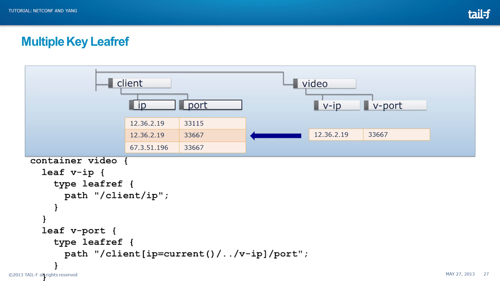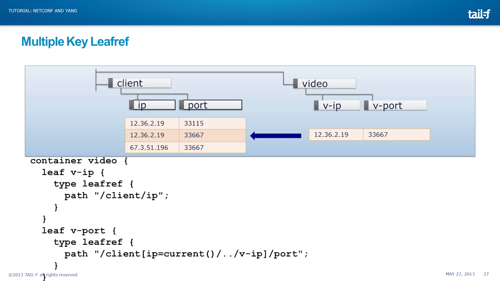/VIP. So this allows us to go up the tree and back down. And what this XPath incantation does is say, take the value starting at the current node, which is pointing at vport, .. takes us up to video, and then finally the /VIP takes us to VIP.